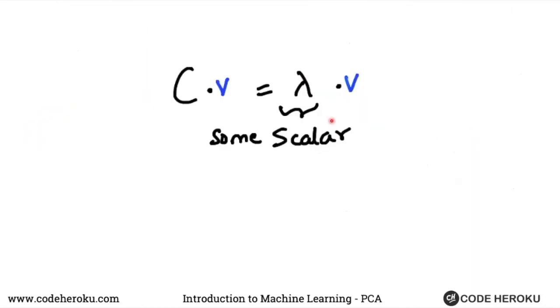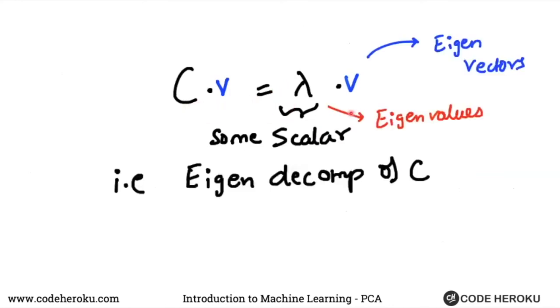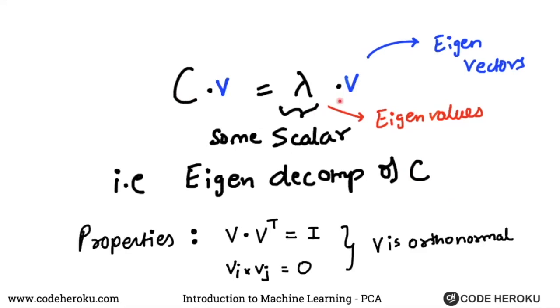This problem seems familiar, right? If you have taken mathematics in your engineering classes, or advanced courses with matrices, has anyone seen something like this before? Yep, Rakshita got it right. Eigenvectors. What we are essentially saying is that this is nothing but an eigen decomposition of this covariance matrix C. These lambdas are the eigenvalues of the covariance matrix, and the vectors V themselves are the eigenvectors. Now let me give you some properties about these eigenvectors.